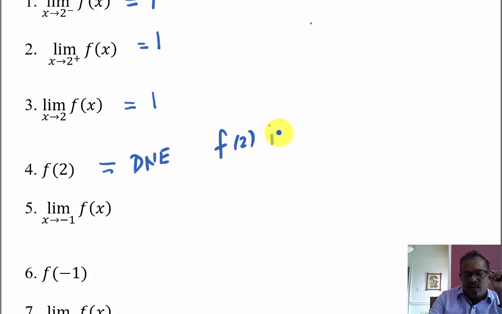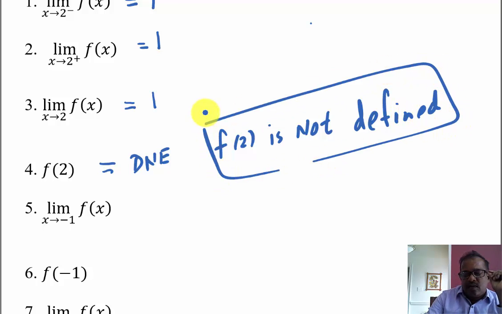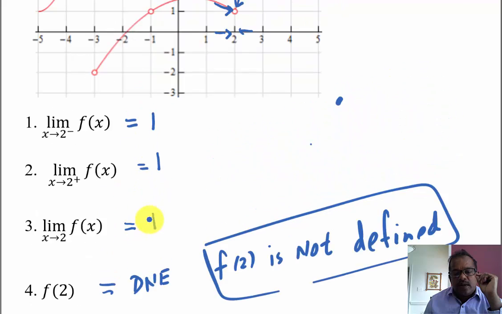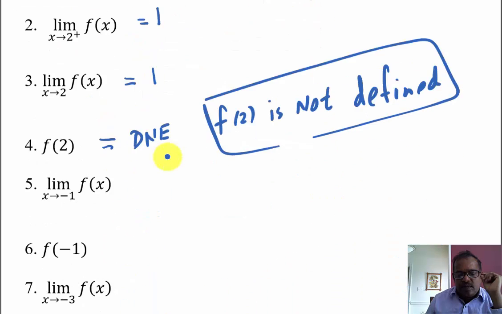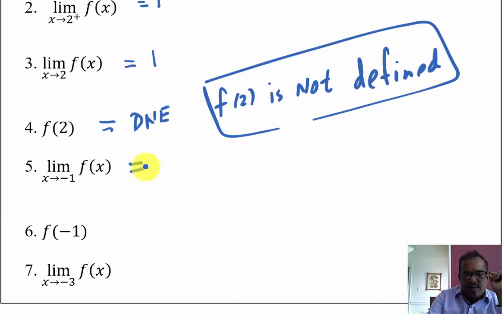F of 2 is not defined, so f of 2 does not exist. Limit as x goes to negative 1 of f(x). So as x approaches negative 1 from both sides, you can see the graph of f approaching this point, which again has value equal to 1. So the limit is equal to 1.